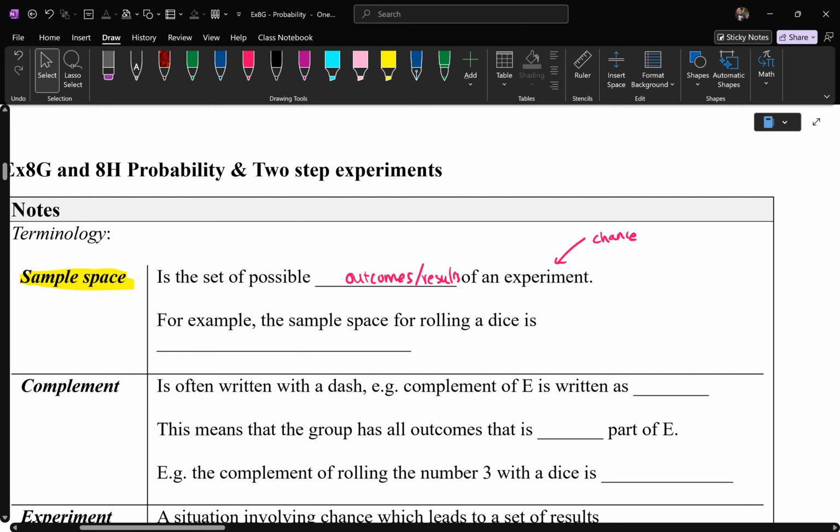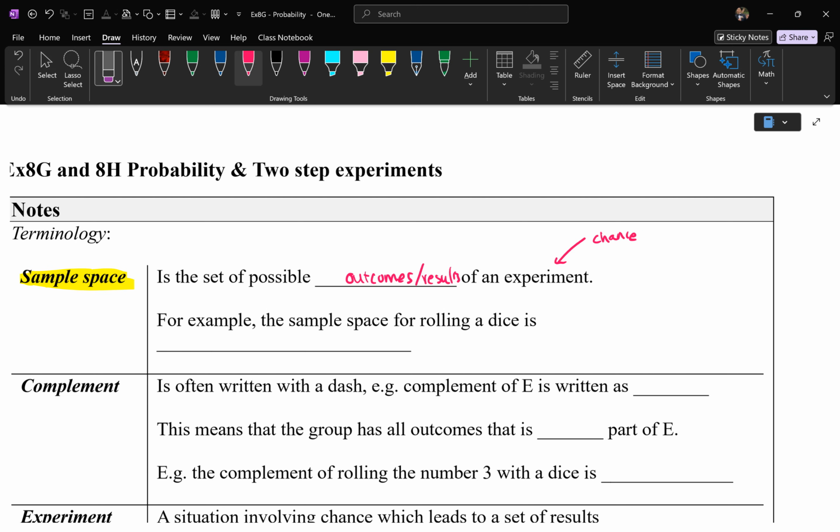So, what's an example of a sample space? Here we go. If I'm rolling a dice, a regular 6-sided dice, the possible outcomes I can get, or the results I can get, are 1, 2, 3, 4, 5, or 6. So when you answer the question, if they ask, what is the sample space? This is how I want you to write it.